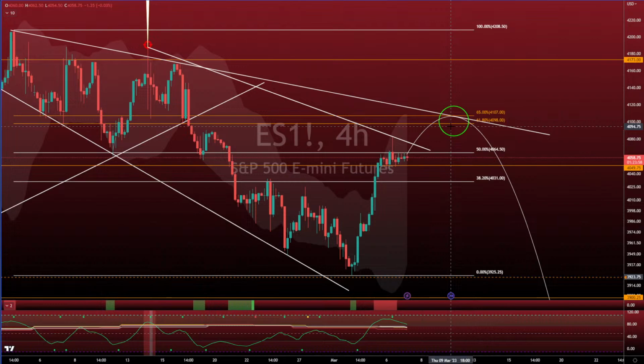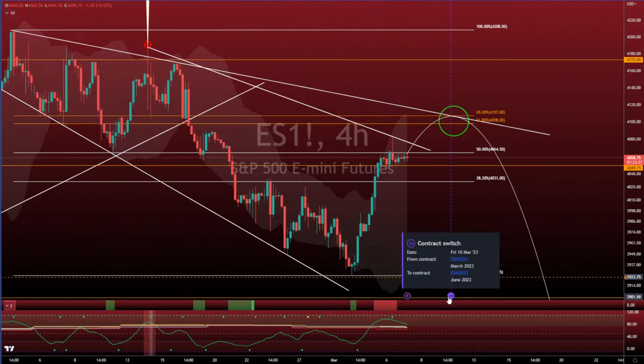All in all, I am a little bit of a bull in the stock market, but that doesn't change the fact that I think we're going to get a little bit of a pullback here over the next week or two. So you do have options expiration next Friday, which is also going to be where futures expire. Yes, we're rolling over, but the expiration date is actually going to be the 17th. So the contract switch, you can see here, I put it up here, is Friday, March 10th. But the expiration is actually going to be next Friday.